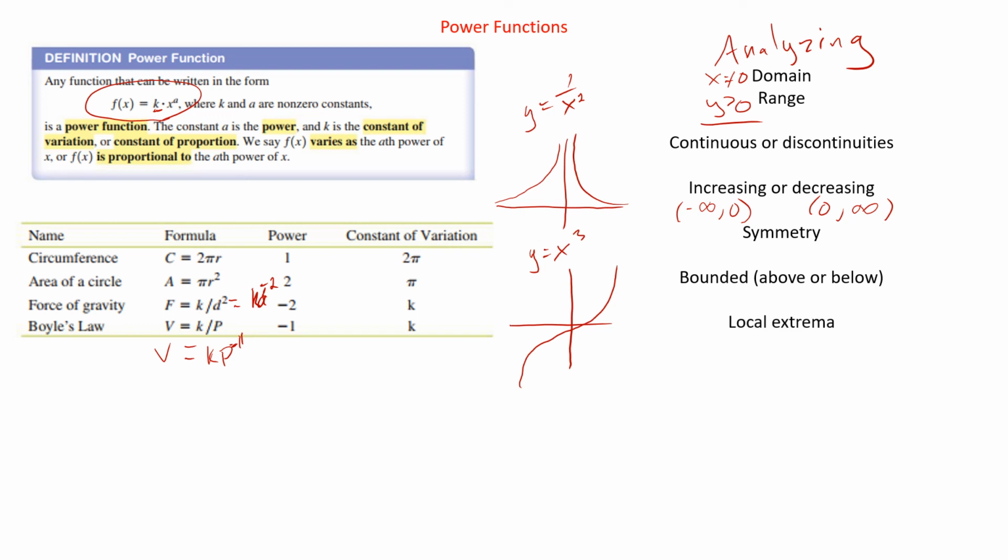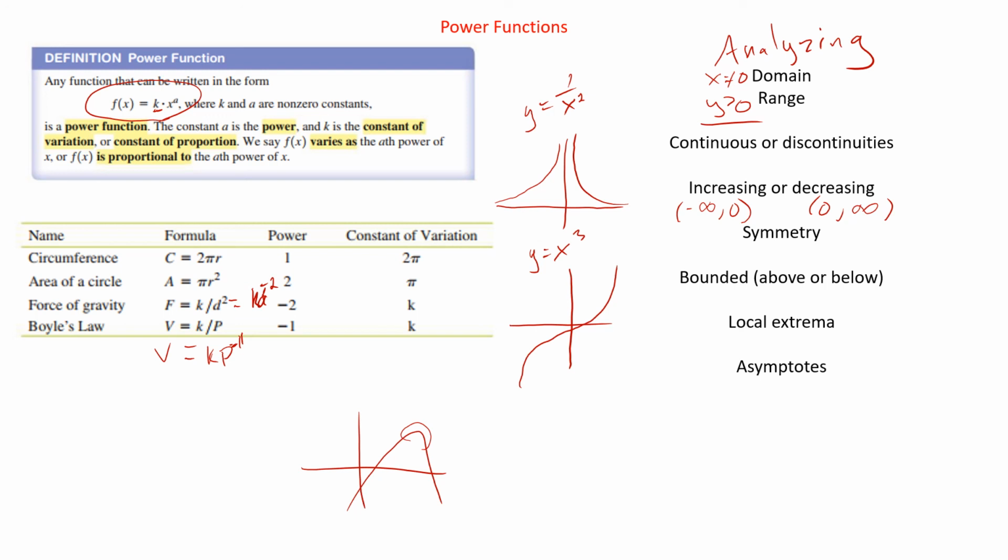Local extrema. That would be any kind of maximums or minimums that we can see. Neither of these have any. If we had something like a quadratic, this would have a local maximum right there. We could actually find that value if we wanted to.